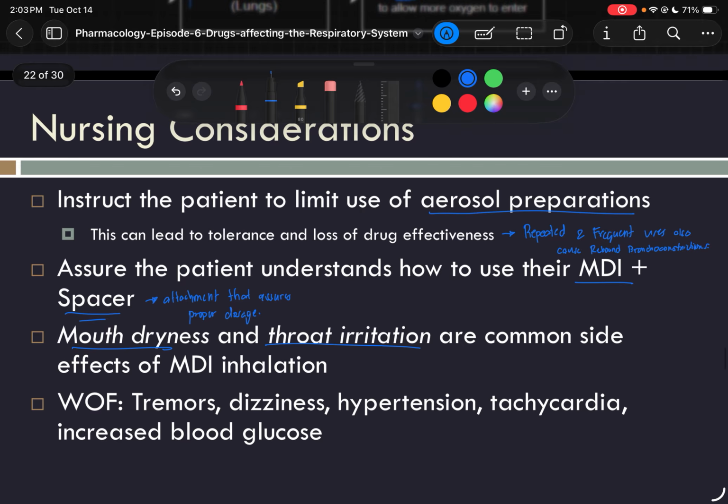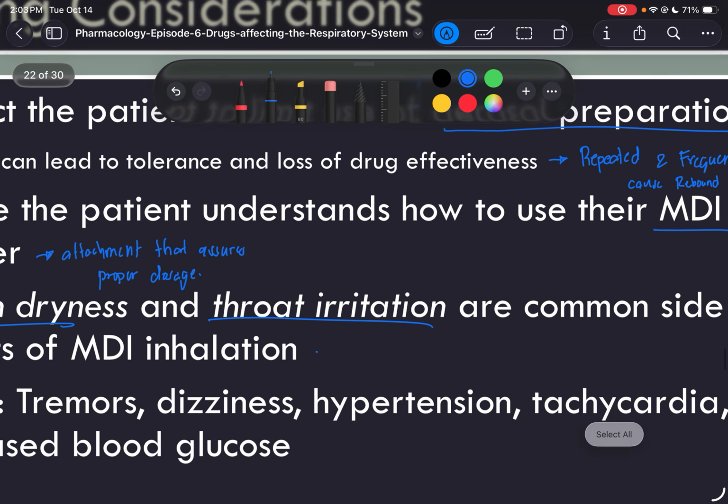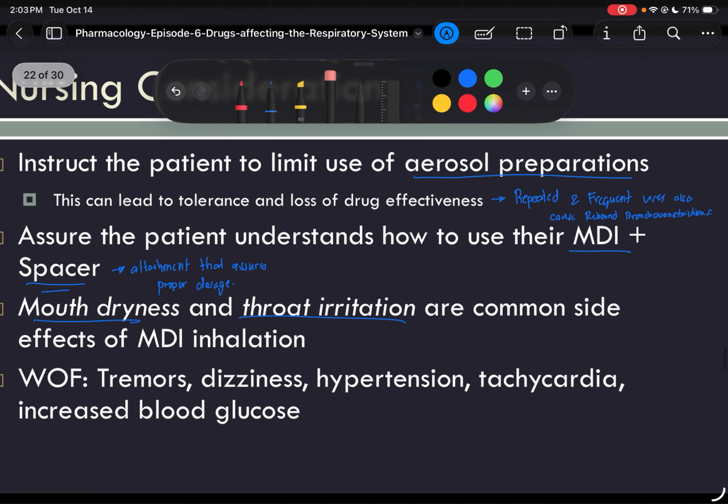Mouth dryness and throat irritation are common side effects of our MDI inhalation, no? So you just need to address these side effects. How do you address mouth dryness? You increase salivation by giving them sugarless gum. You ask them to drink fluids. How about throat irritation? You ask them to speak only when necessary. You ask them to take a throat spray, no?